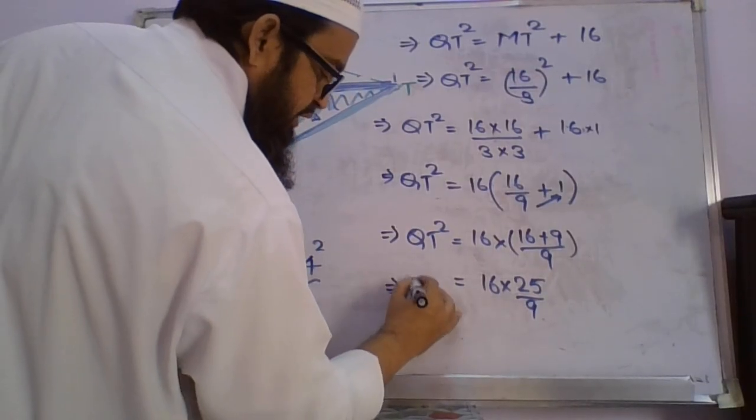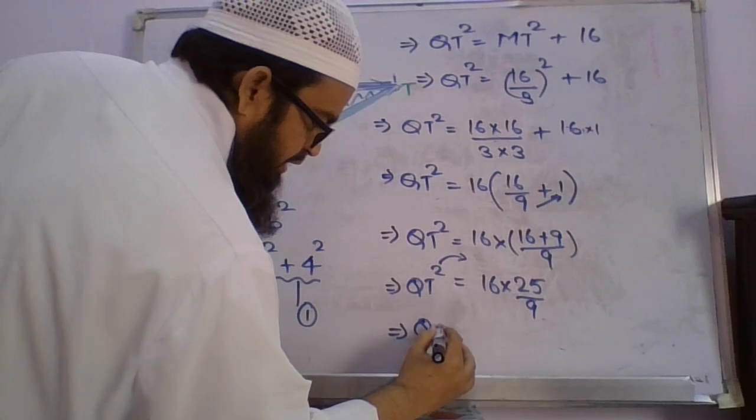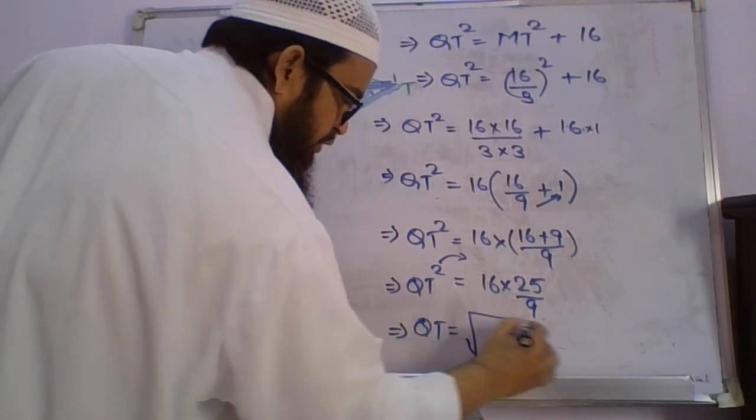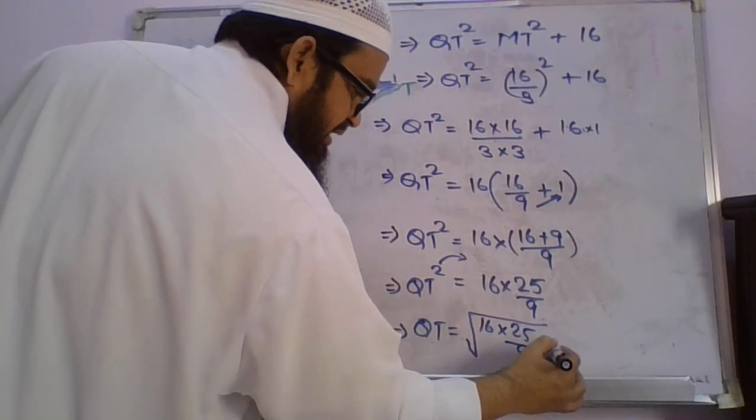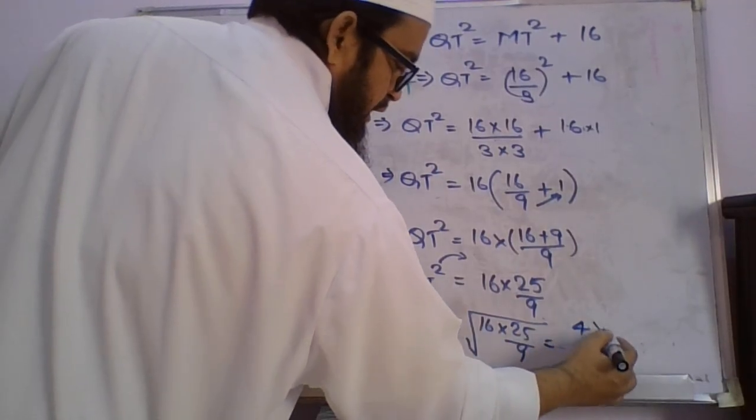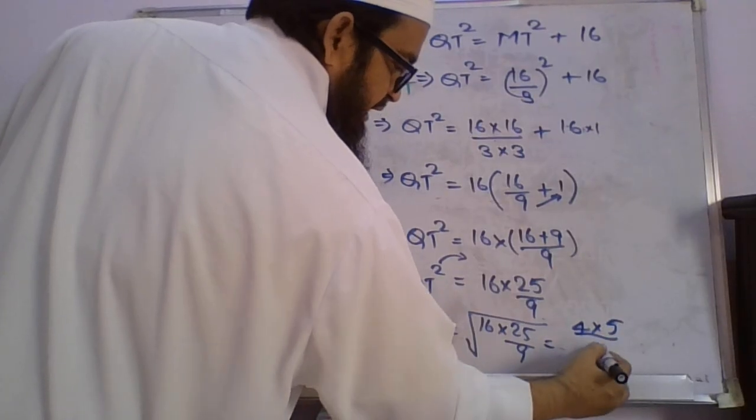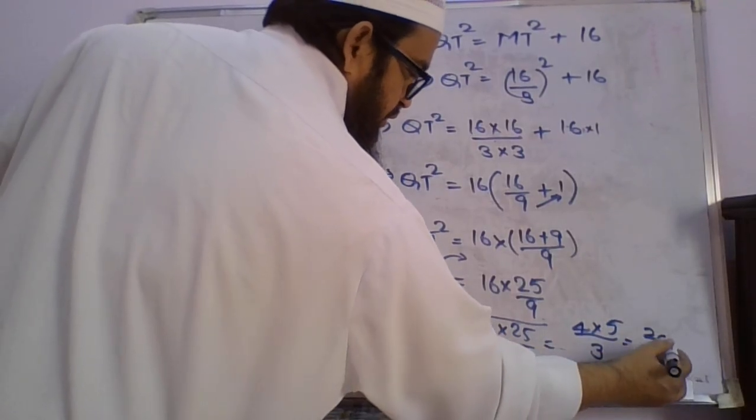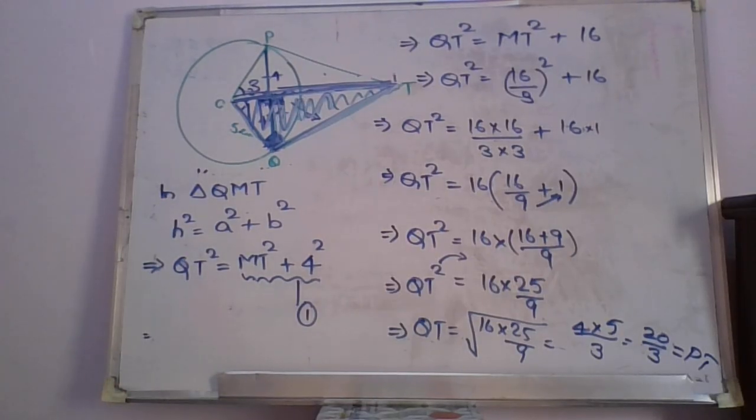So that implies QT square. Okay. Now if I transpose this square, what will happen? QT is equal to square root of 16 into 25 divided by 9. So square root of 16 is 4, square root of 25 is 5, and square root of 9 is 3. So that is equal to 20 divided by 3. And I got 20 divided by 3 as QT. It is nothing but PT. Therefore, this is the answer. Got it, my dear student?